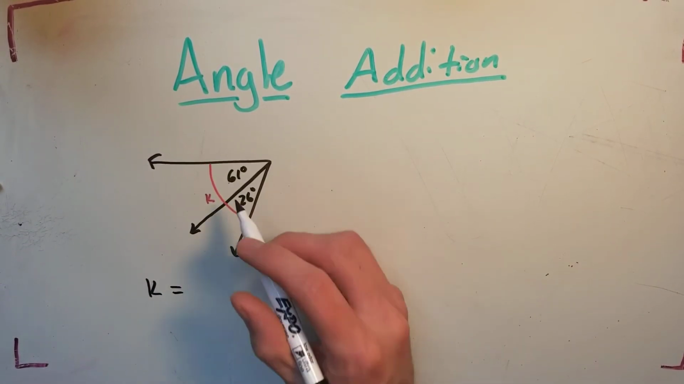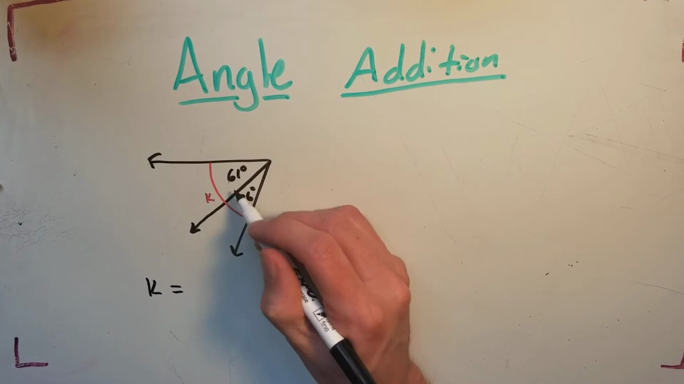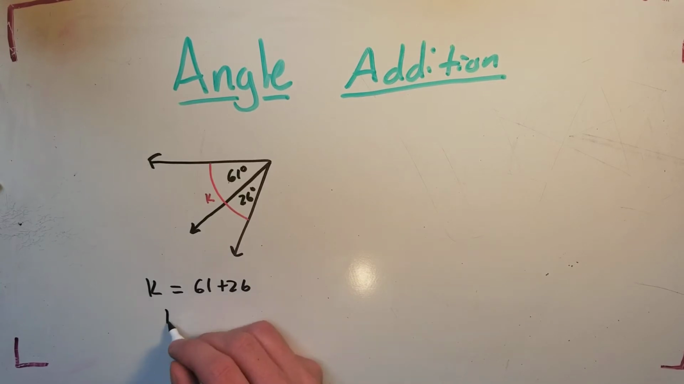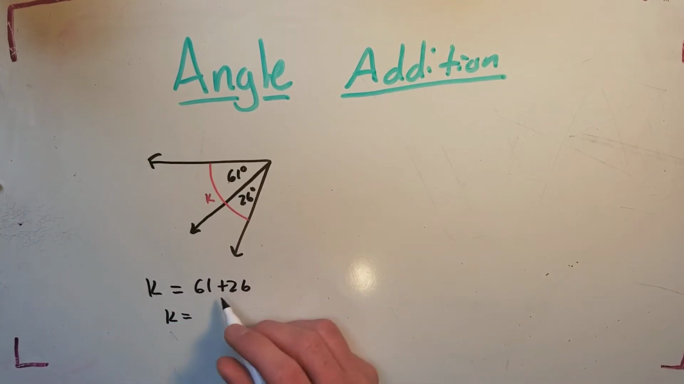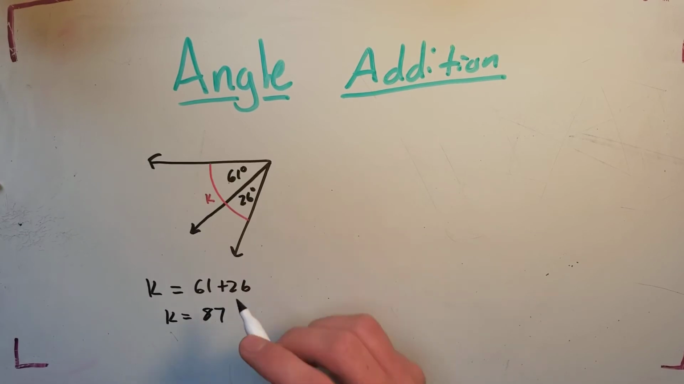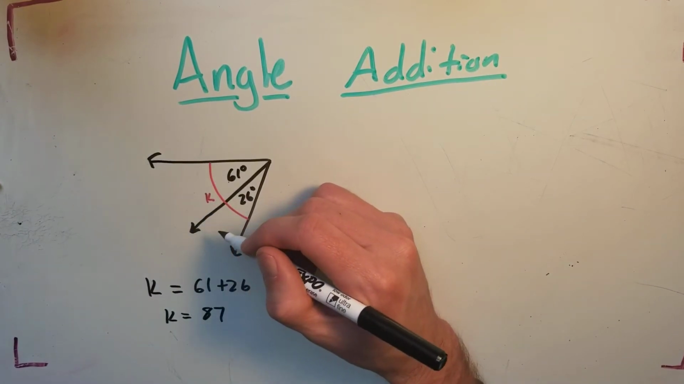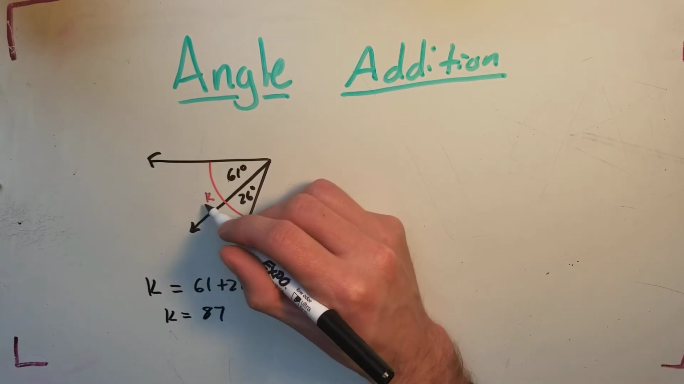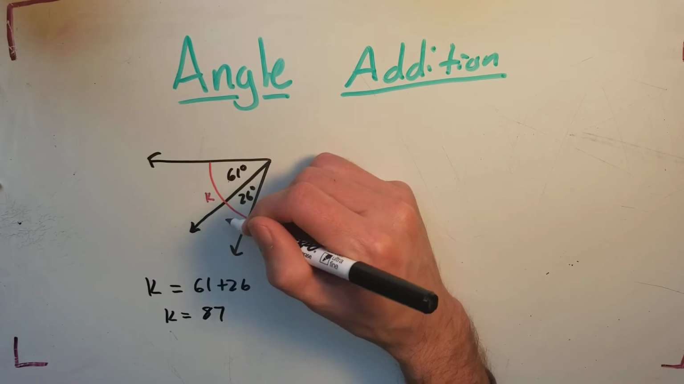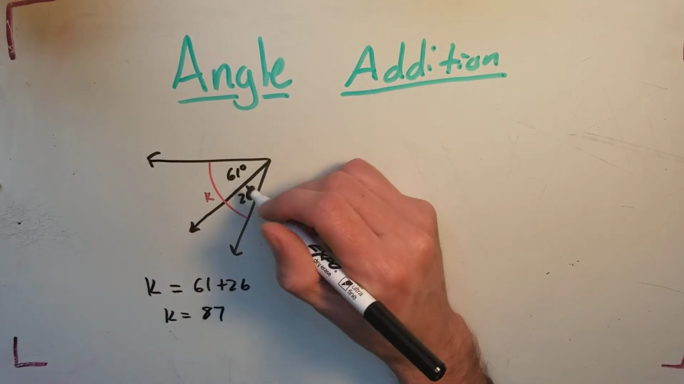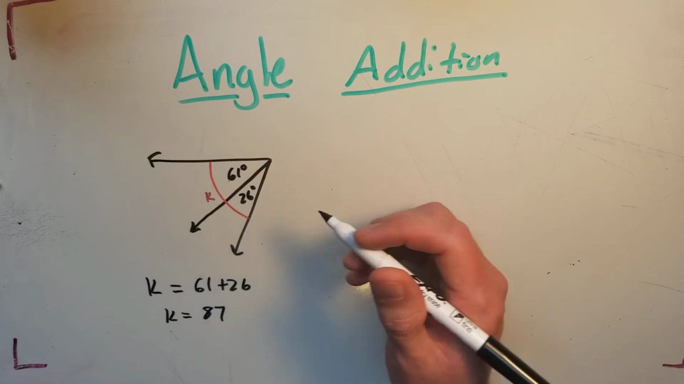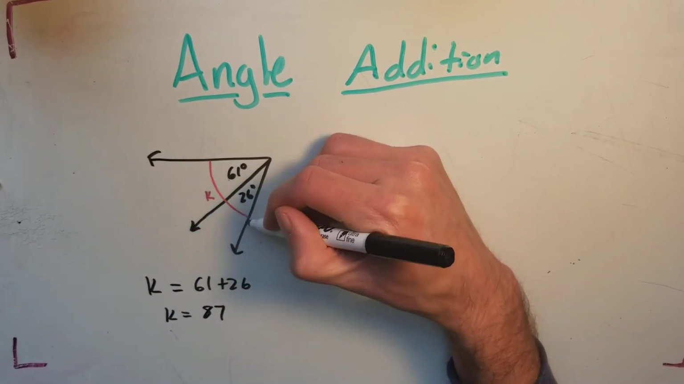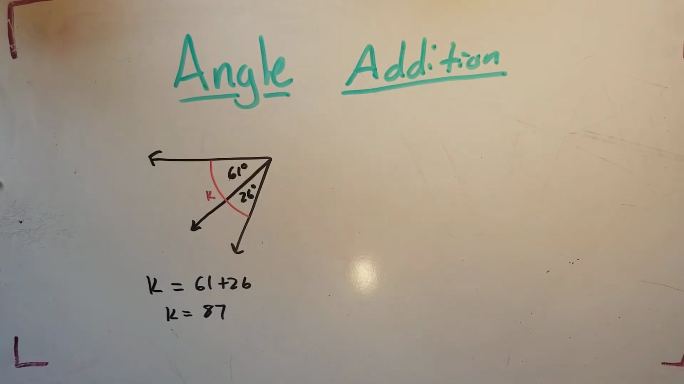K is going to be equal to, we're just going to add these two angles together because together they equal the whole angle. So 61 plus 26. K would be 87. So the value of K would be 87. And keep in mind, this isn't angle K, this is just a variable that represents the measurement. So K is 87. There's no markings, there are no points, so we can't call it angle anything right now. We'll just say K is 87, but we do know this whole angle is 87 degrees.